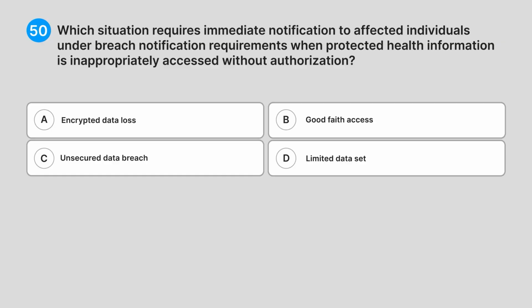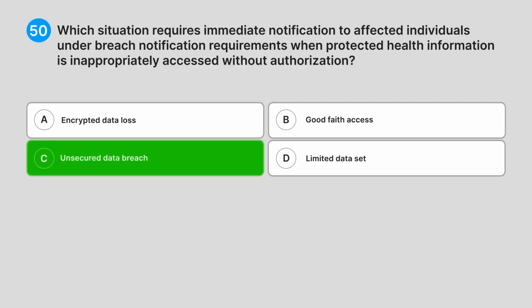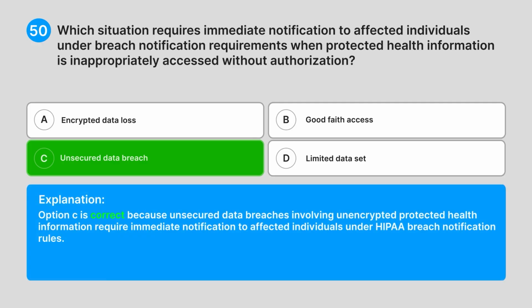Correct answer, C. Unsecured data breach. Explanation: option C is correct because unsecured data breaches involving unencrypted, protected health information require immediate notification to affected individuals under HIPAA breach notification rules.